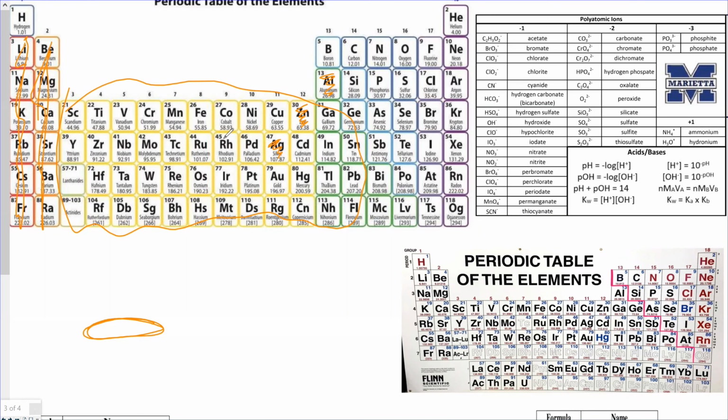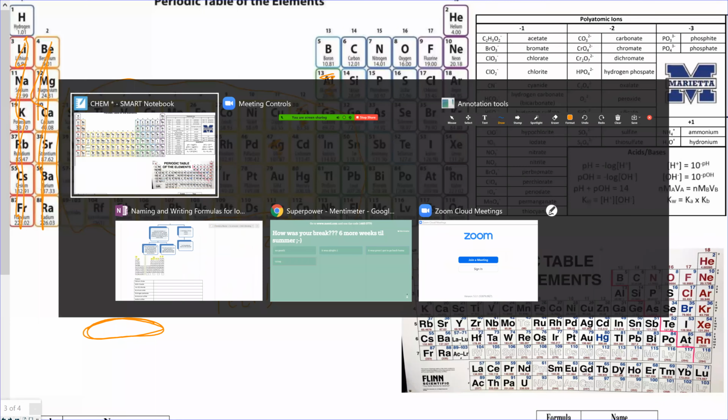Sometimes it may be +1, sometimes it may be +2. You may have some that are +2 or +3. You may have somebody that's all the way up to like +7. So I don't know which one they are. The reason we use the Roman numerals is to say, hey, this iron, this time, is +2. But maybe next time it's +3. So make sure you know your Roman numerals. That's what tells us the charge.